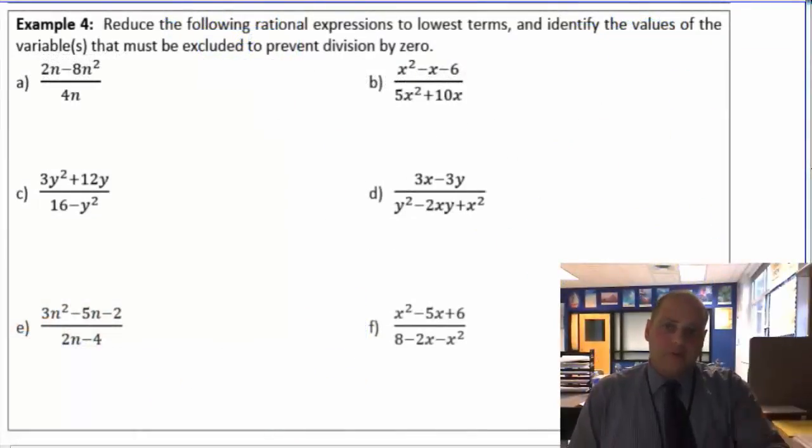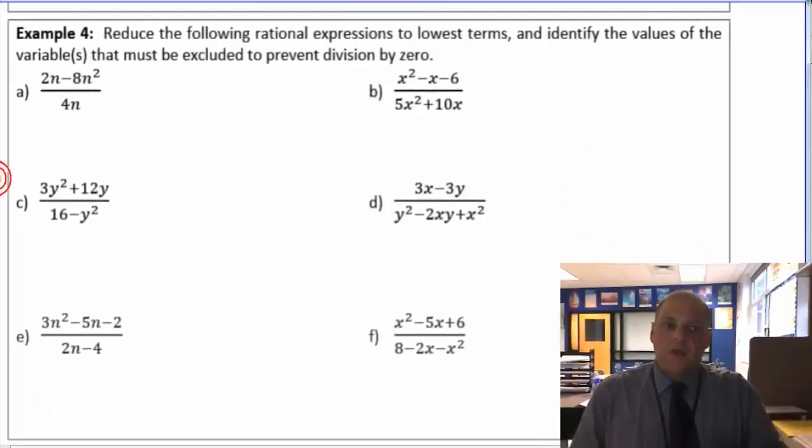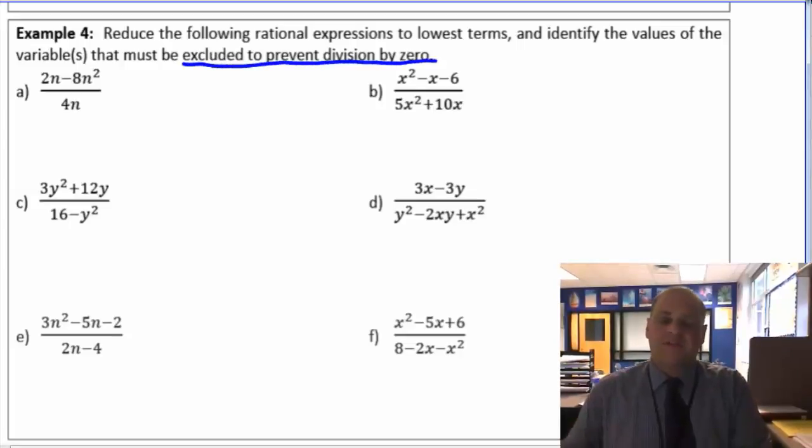All right, in these examples, under example 4 here, we're going to be simplifying these rational expressions using our factors. Again, getting those groups of factors and then reducing to 1 or reducing to negative 1. But we're also going to be including our restrictions. So they say here, identify the values that must be excluded to prevent division by 0. Those are your restrictions. You can't have division by 0. So we could do that right now. We're going to go through and do all our restrictions.